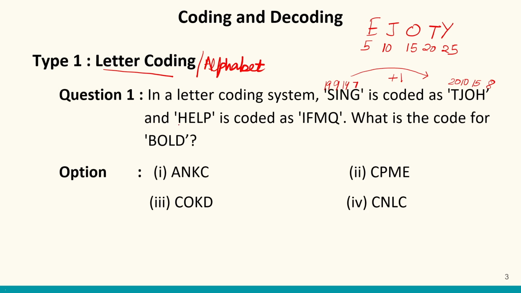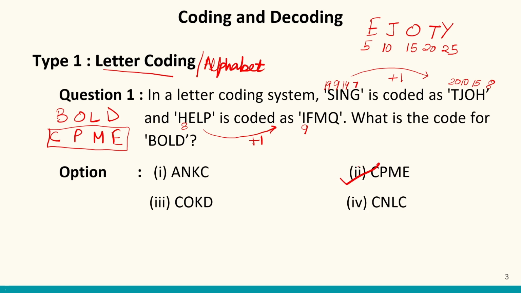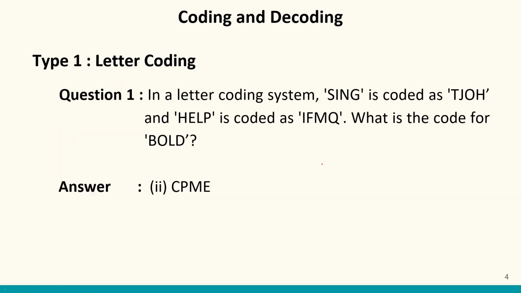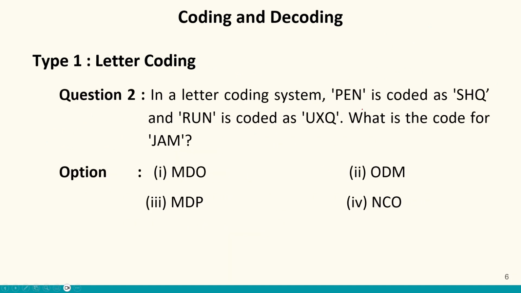H is ranked at 8. Similarly, I is ranked at 9. So just by looking at this, I can also confirm that over here also we are moving one position forward. So to find the code for the word BOLD, we will have to follow the same procedure, that we would have to move one position forward. So from B to C, O to P, L to M, and from D to E. So our code will be CPME, which is option number 2. So option number 2 will be our answer. Let us check for this. This is the solution.